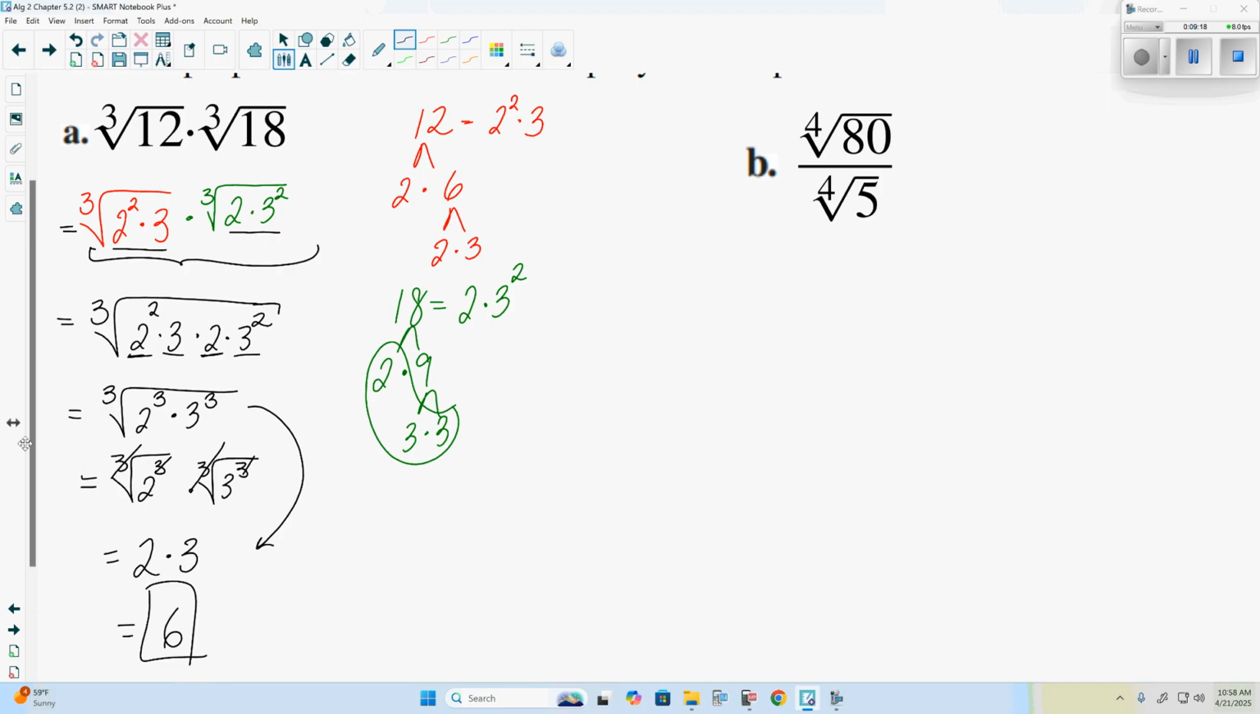All right. B, the fourth root of 80 over the fourth root of 5. So we need to simplify this as far as possible. And the main thing we need to simplify for this here is the fact that we have a radical in the bottom of the fraction. And then we need to see if there's anything that can be reduced.